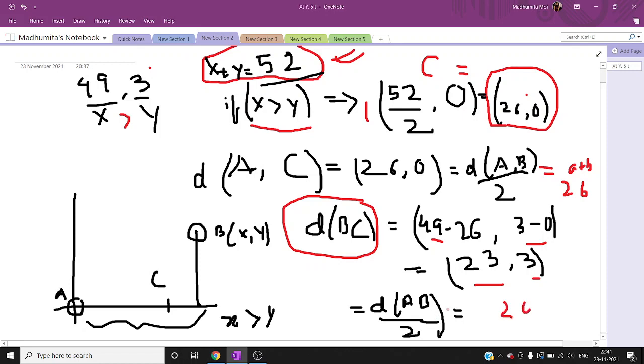Sorry, the distance of A to B, we know it's 52, right? 52 by 2 is equal to 26. So both the conditions are fulfilled. Got it? So both the conditions.